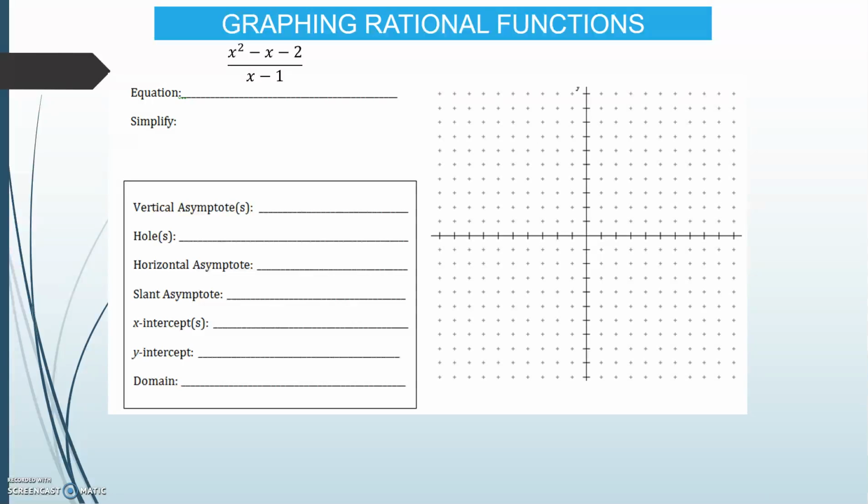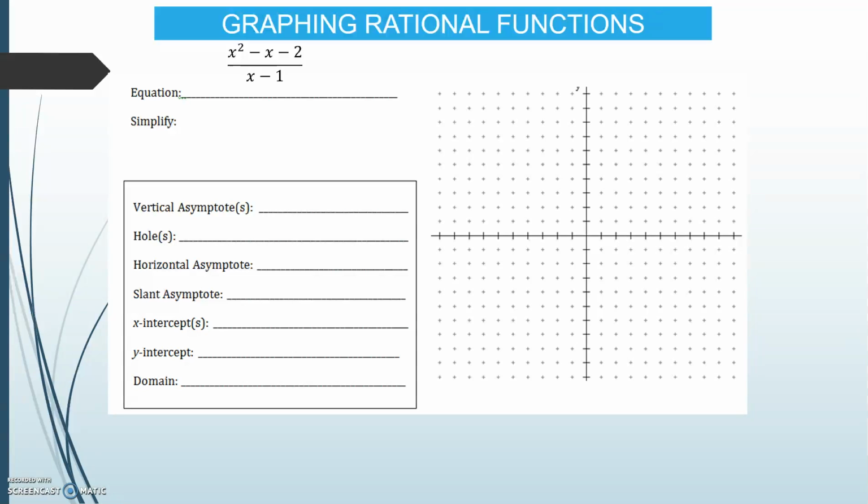So right now, write down in the front x squared minus x minus 2, and underneath x minus 1. And so I'm going to work through this one at a time, and then have you try the next one, and then check your answers. So just to review your steps, you first want to start by simplifying.